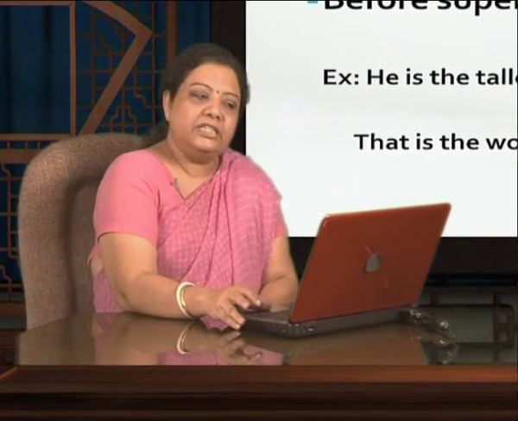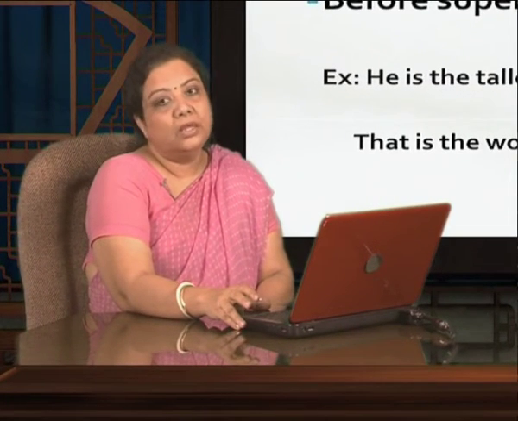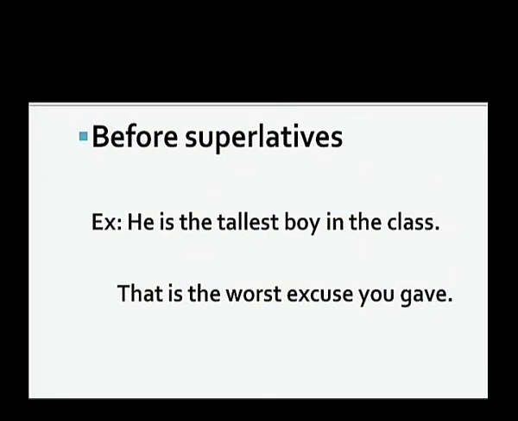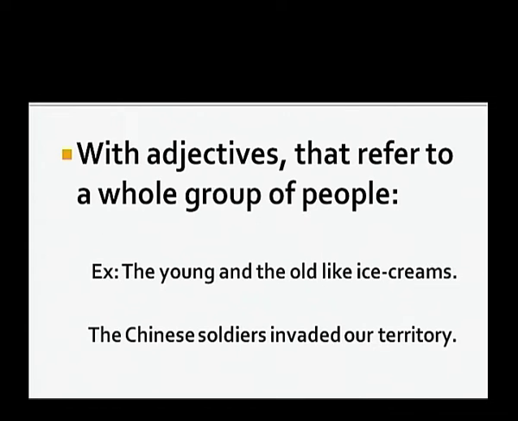Before superlatives also, we use the definite article. He is the tallest boy in the class. That is the worst excuse you gave. With adjectives that refer to a whole group of people, for example, the young and the old like ice creams, or the Chinese soldiers invaded our territory.